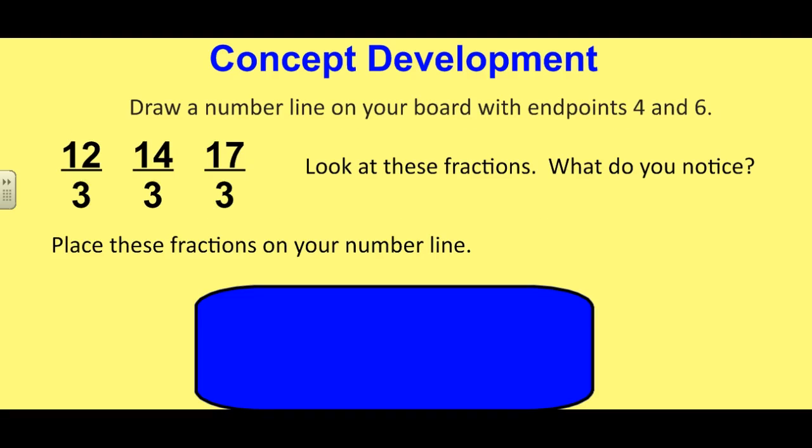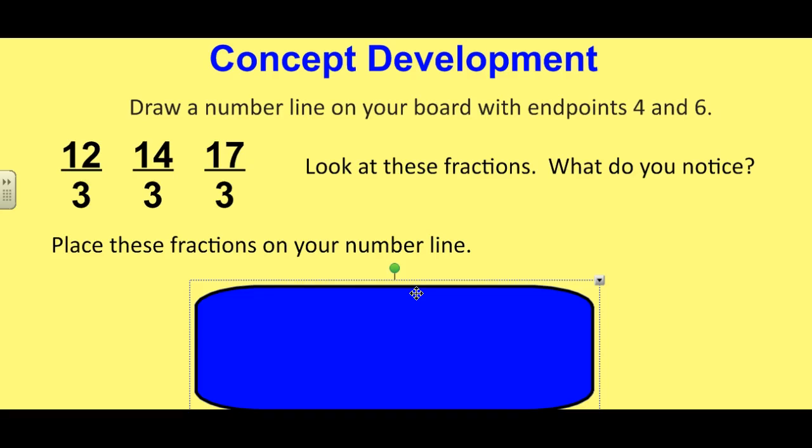Okay, so this is going to be the last one that we're working with on our board today. So now your number line is going to have the endpoints of 4 and 6. So you're just going to have the whole numbers 4, 5, and 6. And if you look at these fractions, you notice that they all have a denominator of 3. So your number line is going to be broken apart into 3 equal sections between each whole number.